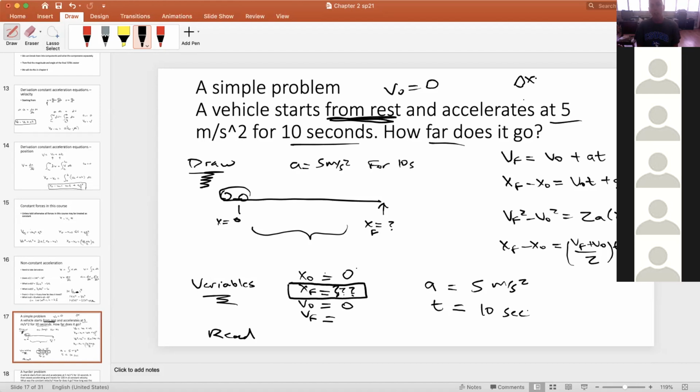So we can choose that to be 0. What about v final? Well, we don't know it, but we also don't need it. We weren't asked for it. In fact, that's going to tell you how to choose the equation. You have 4 equations here, and I didn't want to draw my way through that. We have 4 equations here.